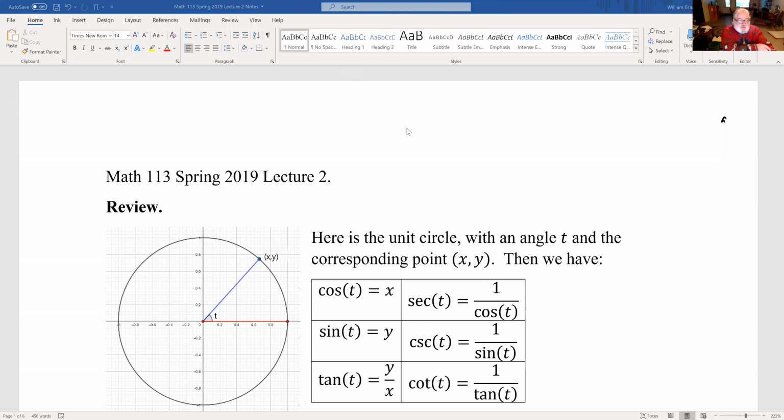Okay, so lecture 2 for Math 113, spring 20, I don't know why I thought it was 2019. I am living in the past, apparently, 2021.